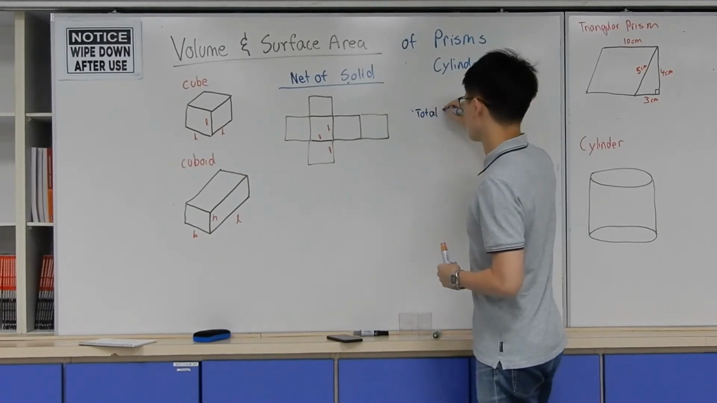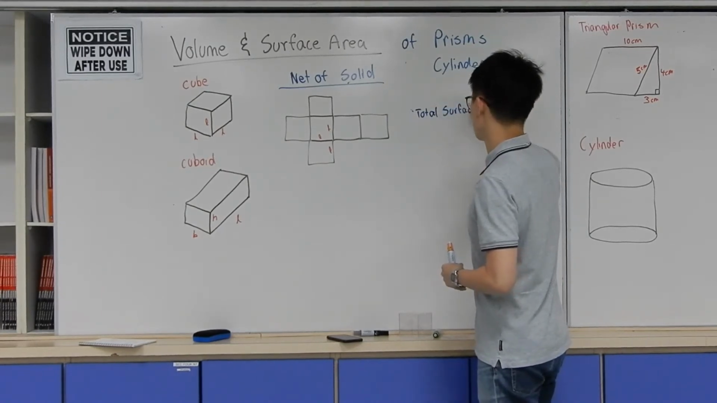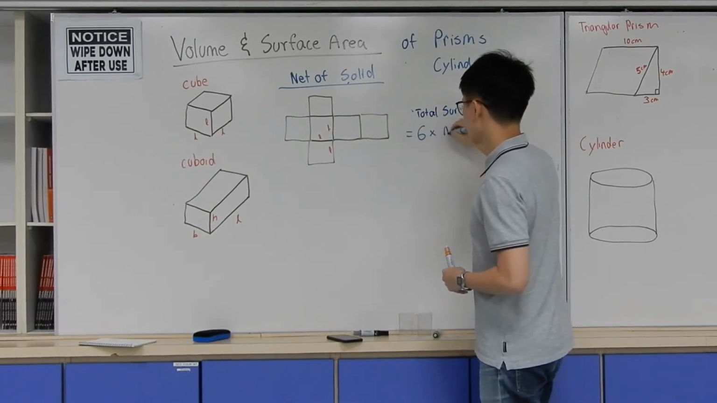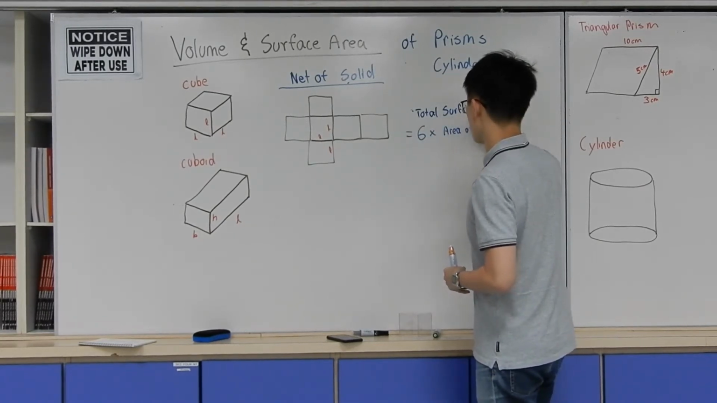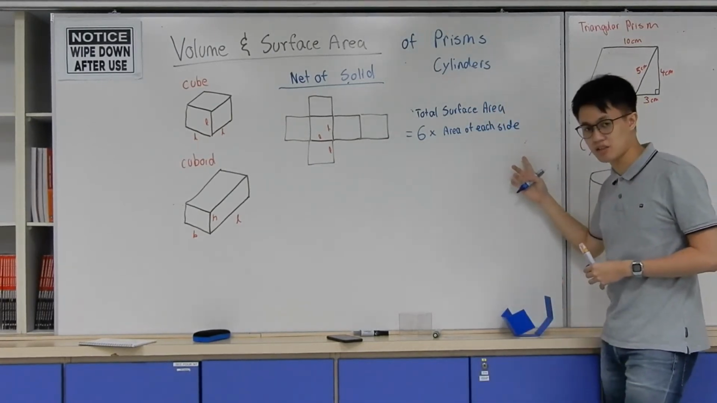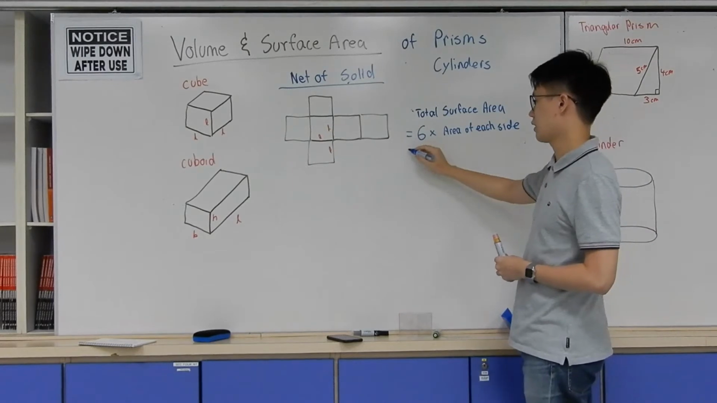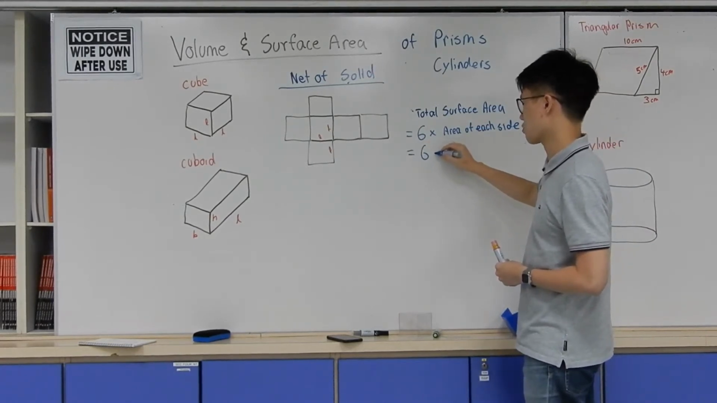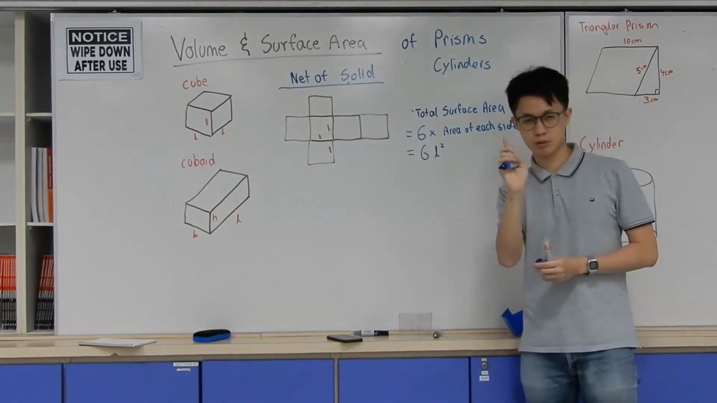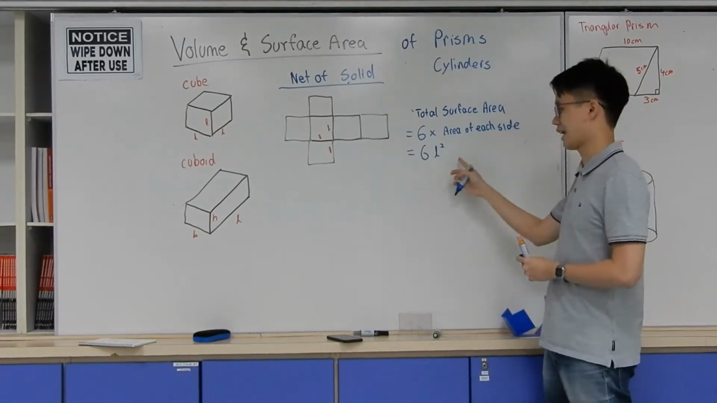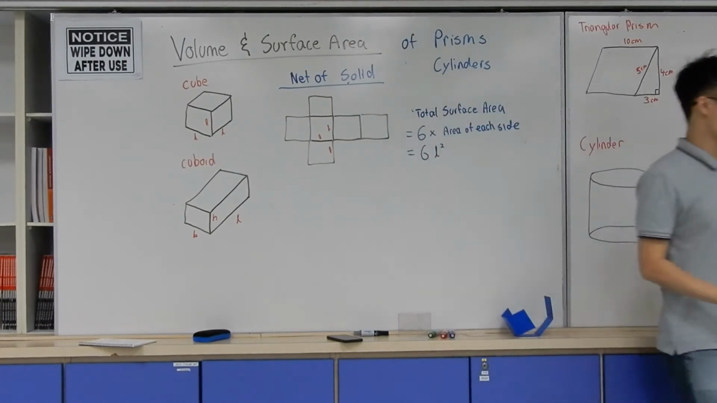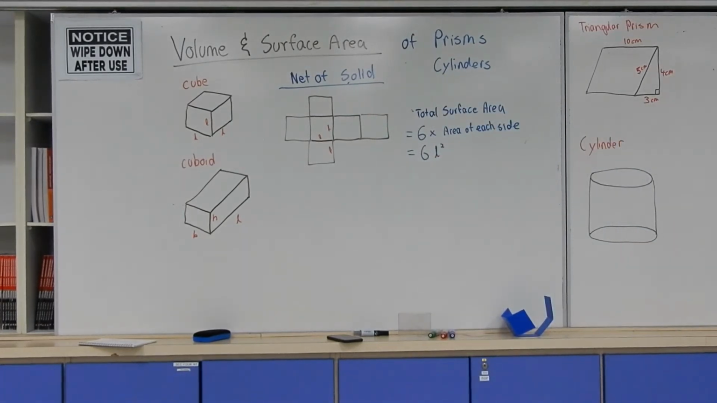So total surface area here, in this case, is just simply 6 times the area of each side, which is actually 6 times L squared. So 6L squared. The squared does not pertain to the 6, but only to the L, which is the length. Okay, can?